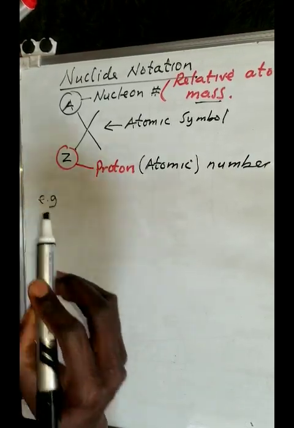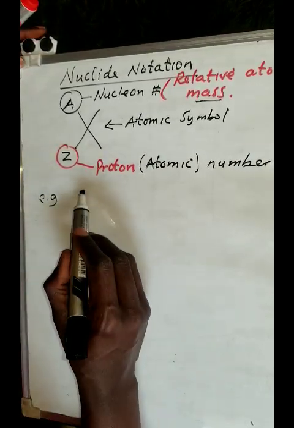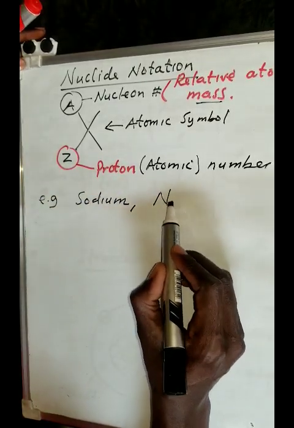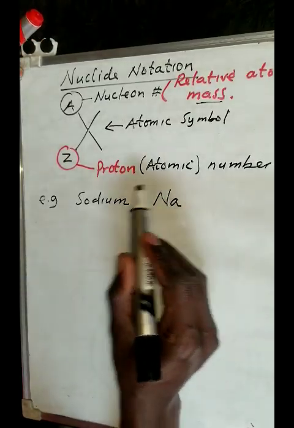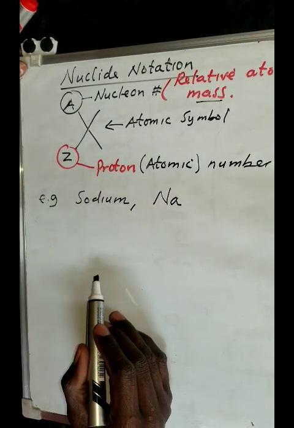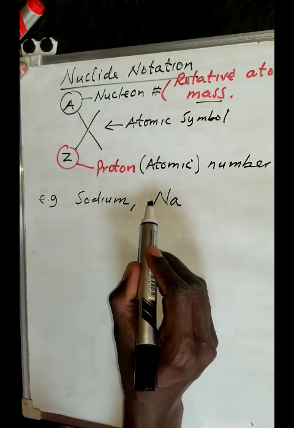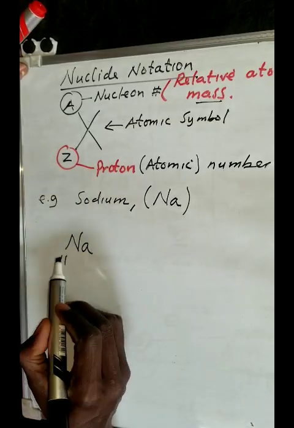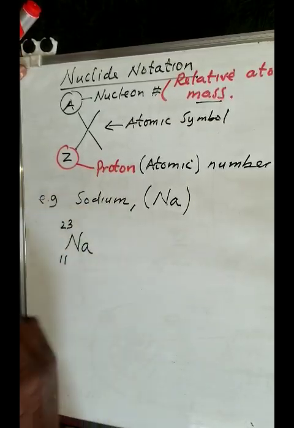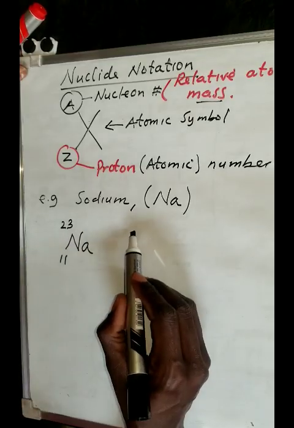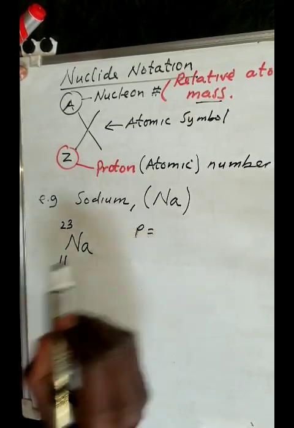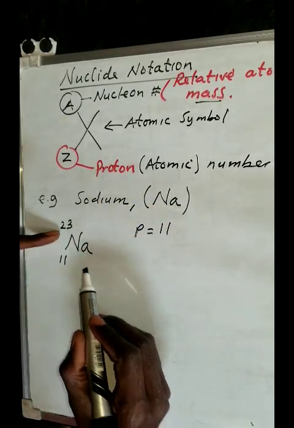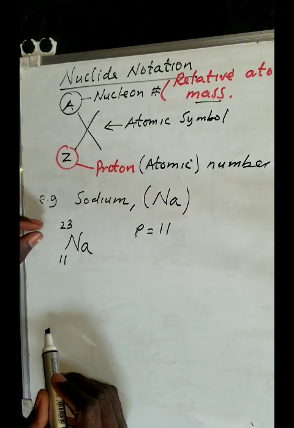For example, if you go to the periodic table, an element called sodium, capital letter N and small letter a, you need to know how to write the correct symbol of the element on the periodic table. So sodium, represented by Na, has got 11 and 23 there. Now what does that tell us in this case? Well, the number at the bottom is representing the number of protons. Remember, I'll put it as a P. The number of protons is equal to 11, and the number on top is representing the nucleon number, which is 23.